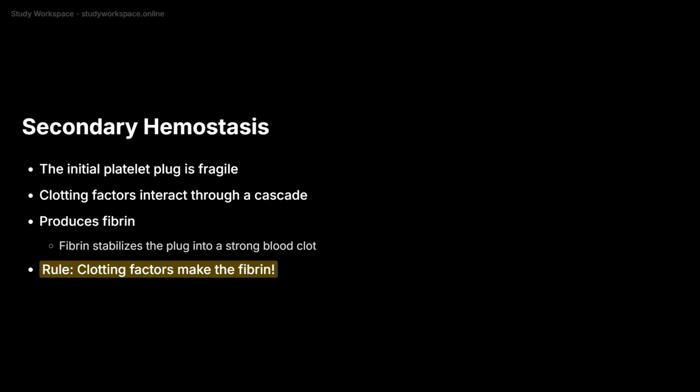That brings us to the second stage, secondary hemostasis. Here, clotting factors interact through a cascade of reactions to produce fibrin, which stabilizes the platelet plug and forms a strong blood clot. So remember this simple rule. Platelets make the plug. Clotting factors make the fibrin. Now let us look at the coagulation pathways. The coagulation cascade has three pathways: the intrinsic pathway, the extrinsic pathway, and the common pathway. Although they are often drawn separately, both the intrinsic and extrinsic pathways eventually join the common pathway to produce fibrin.